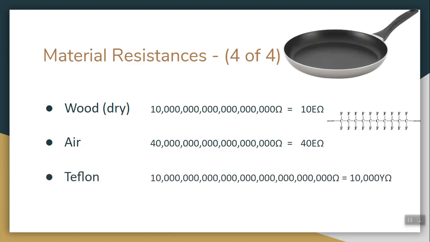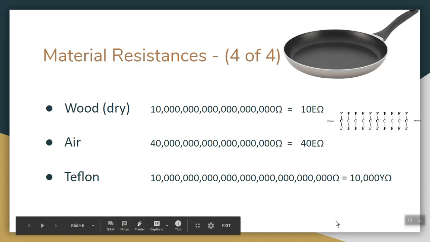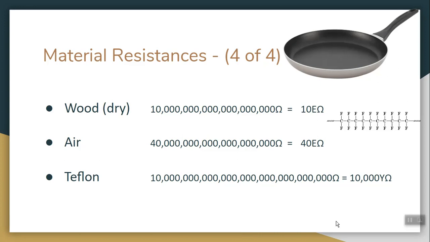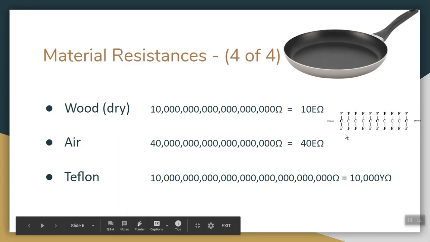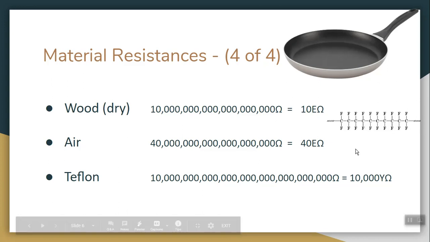Lastly, we have Teflon. This is 10,000 yottaohms, 10 octillion ohms. And this is what coats your skillets and pans to give that non-stick surface. And if you're wondering, that is the actual molecular formula for it. It's a lot of carbon and a lot of fluorine.